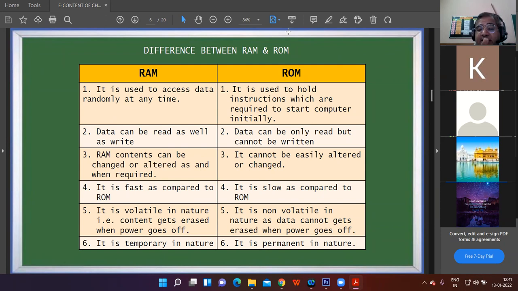RAM contents can be changed or altered as and when required. You can make changes in the RAM. You can edit the data. But alterations and changes are not an easy job in ROM. The processing speed of RAM is fast. The processing speed of ROM is slow. RAM is volatile in nature. ROM is non-volatile in nature. RAM is temporary in nature. ROM is permanent in nature because instructions are permanently stored by the manufacturer. Clear?